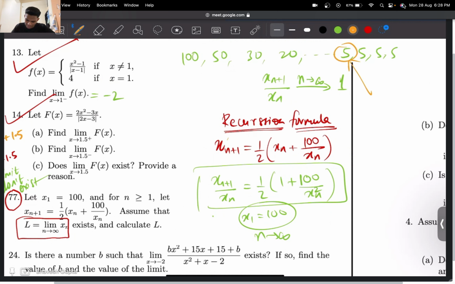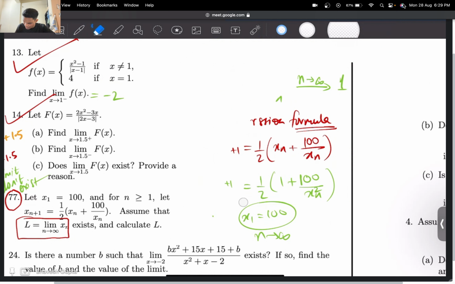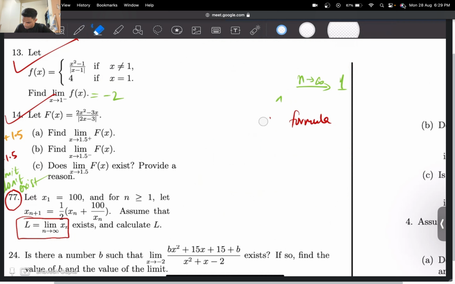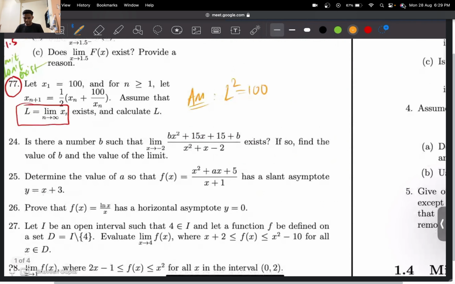So I want you guys to have a try at this question. I'll discuss this next time, like how to get the answer, because I've told you the answer is L square is 100. Okay, so definitely L is root 100, which is 10. So the answer over here is that L square is 100. We can further investigate this.